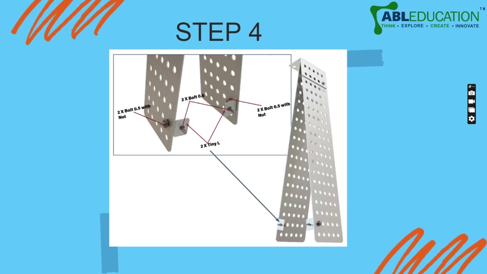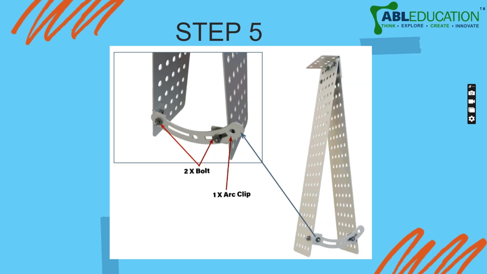All right, and then you have to use two tiny L's on the side of the two big plates, as you can see in the figure given in the presentation. Now, with the bolts that you just attached using the small strip, you have to attach an arc clip. We are going to use this later to increase or decrease the angle of the inclined plane.